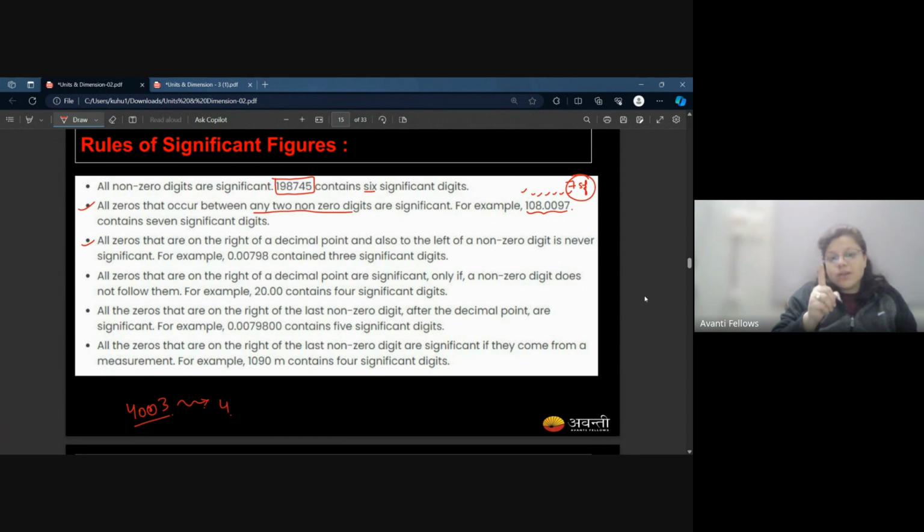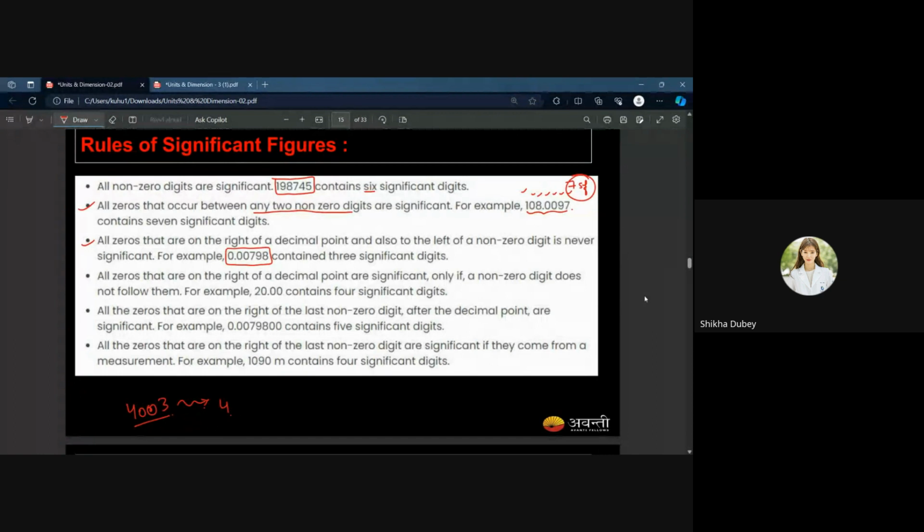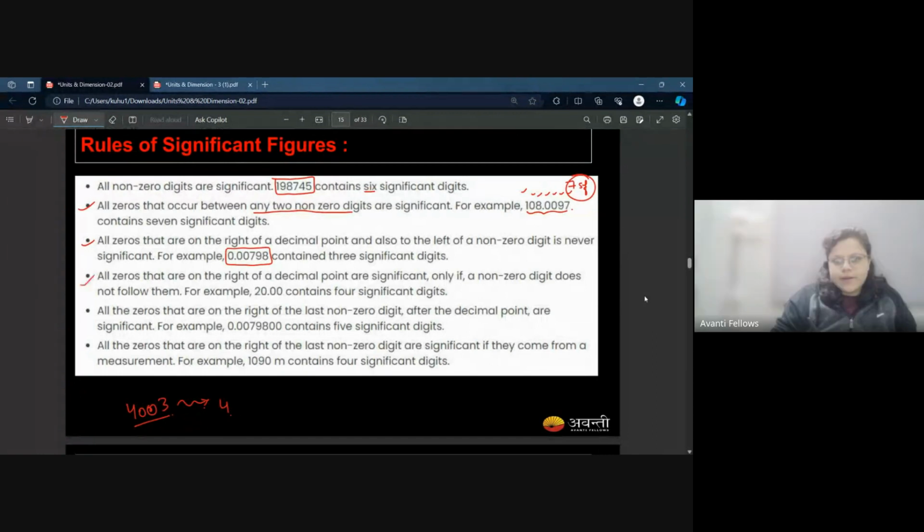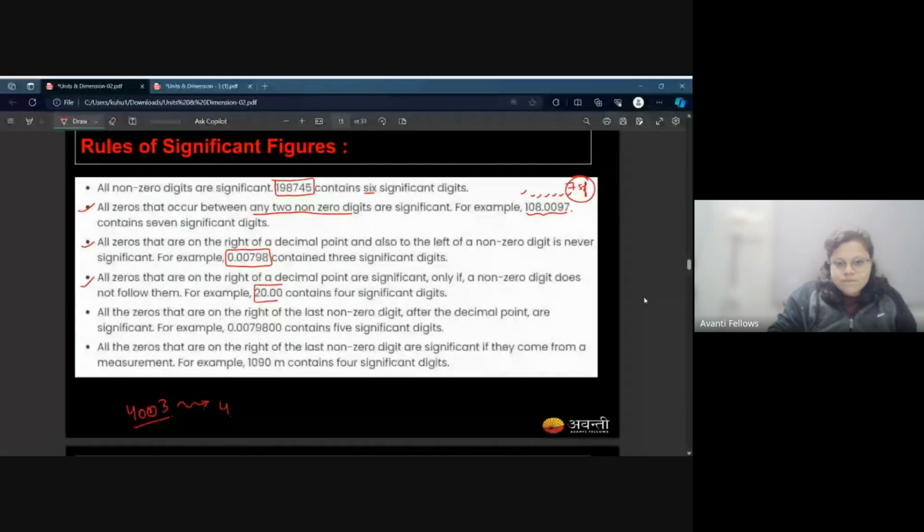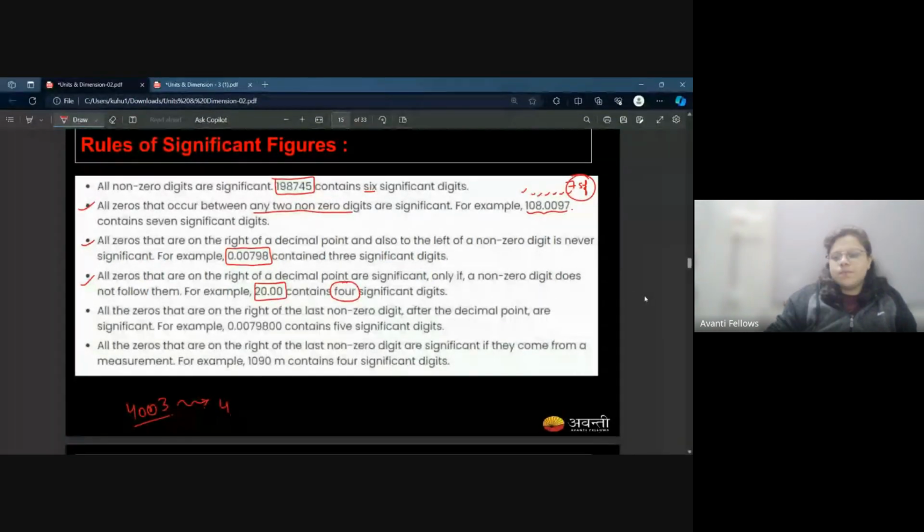Okay, let's come to the third rule. All zeros that are on the right of a decimal point, and also to the left of a non-zero digit, are never significant. Okay. So as simple as that. Tell me the number of significant figures here. 3. Cool. Now you may ask the doubt. Do you have any doubt over here? Why have I counted these zeros, not this one?